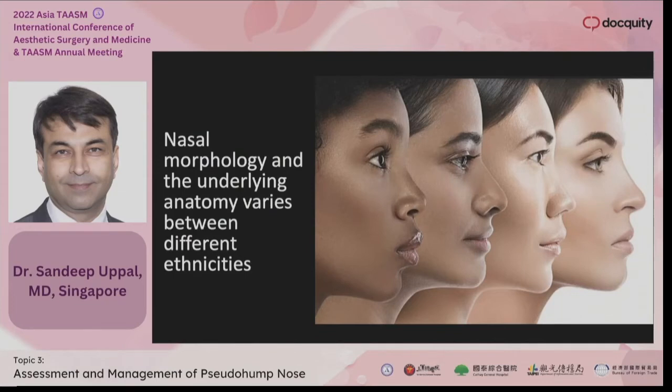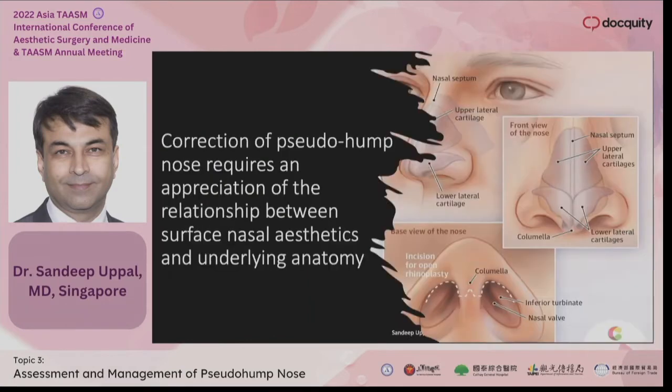Nasal morphology and the underlying anatomy varies between different ethnicities. Correction of pseudo-hump nose requires an appreciation of the relationship between surface aesthetics and underlying anatomy.